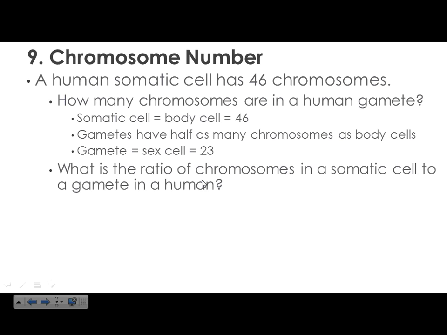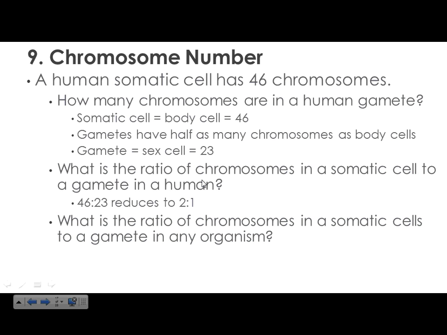Next, what is the ratio of chromosomes in a somatic cell to a gamete in a human? So a somatic cell, 46. Gamete, 23, which reduces to a ratio of 2 to 1. And in fact, that is the ratio for all organisms, because we need 2 gametes to come together to make 1 zygote.